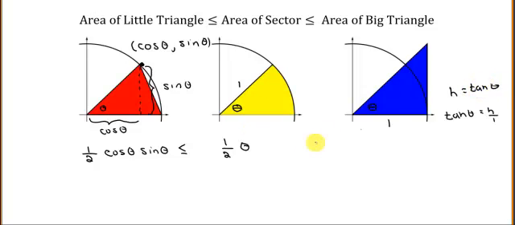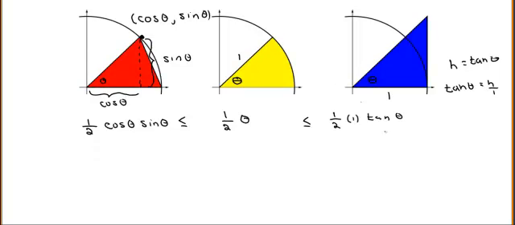And remember that the area of the sector was less than or equal to the area of this blue triangle, and the area of this blue triangle is 1/2 base times height. That would be 1/2 times 1 times the tangent of theta. So we have this relationship: 1/2 cosine of theta times sine of theta is less than or equal to 1/2 of theta, which in turn is less than or equal to 1/2 of tangent theta. Okay, what I'm going to do is divide both sides by sine of theta.